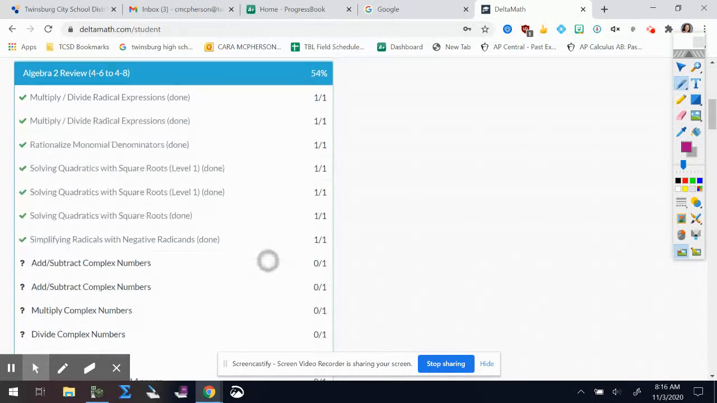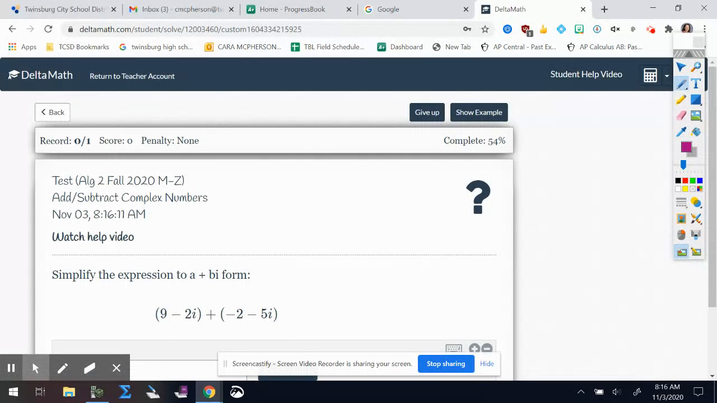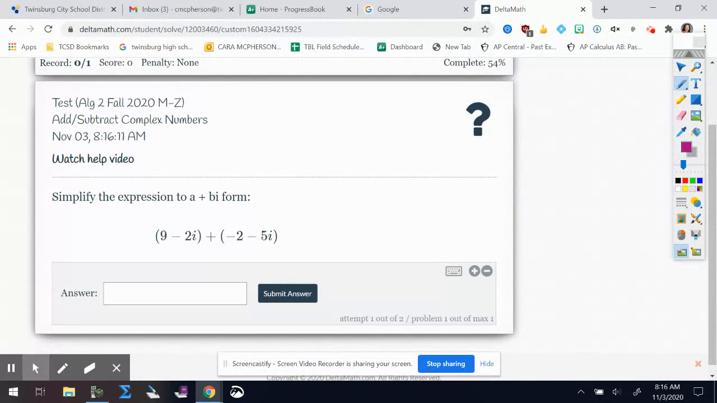Okay. Adding and subtracting complex numbers. These can be done with or without a calculator. I'm going to do this one without a calculator, but I will show you with some of the harder ones the importance of using the calculator.